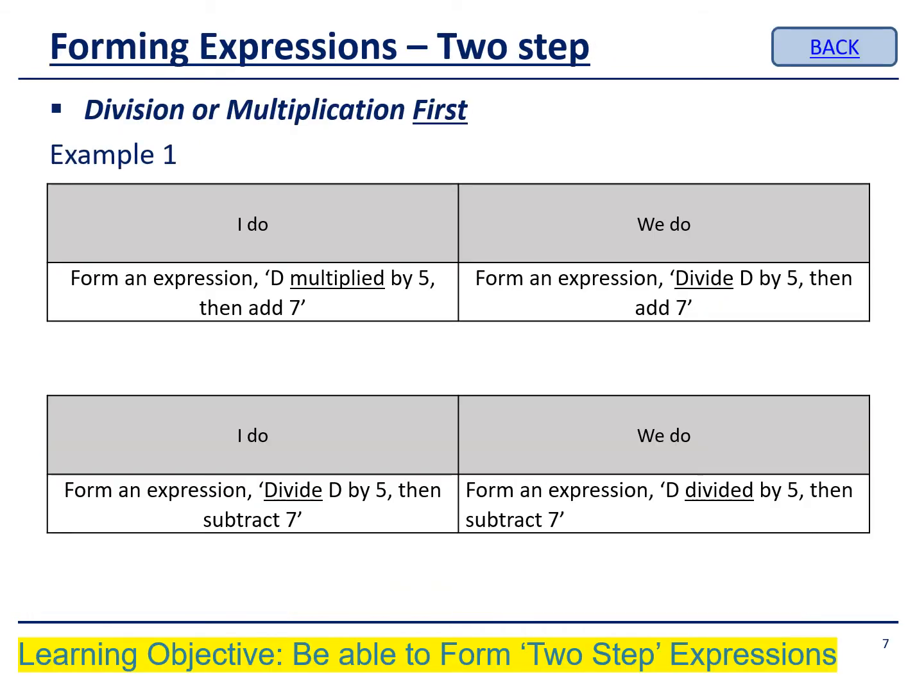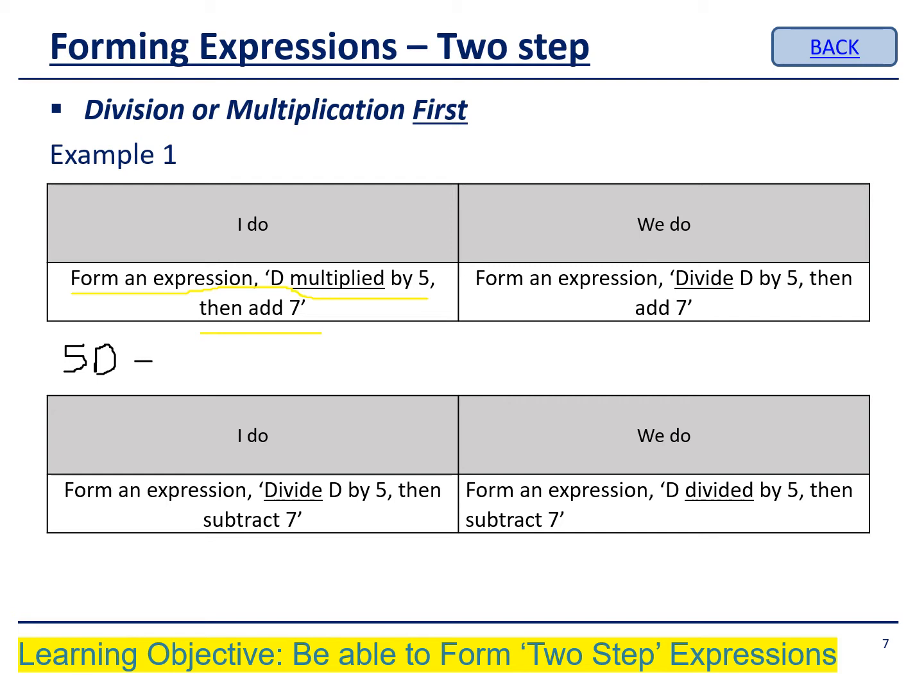Okay, so on to our first I do's and we do's. Division or multiplication first. So it just means it's going to come first in the two-step expression. So the first I do is asking me to form an expression, d multiplied by 5, then add 7. So d multiplied by 5. Well, I need to put the number 5 first, because we know that when our coefficient, that number 5, means to multiply, okay, the variable, the unknown letter. So that's the first part.